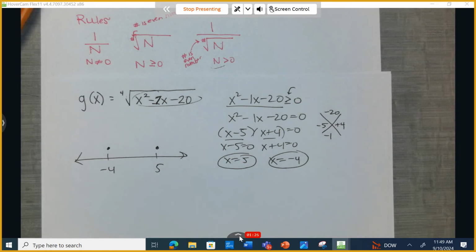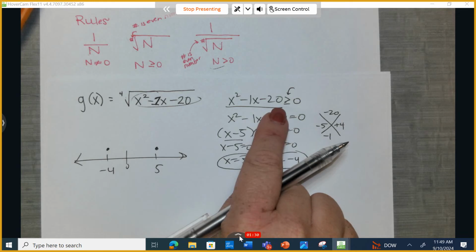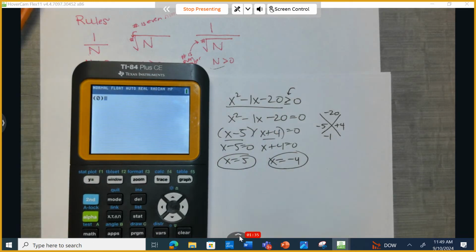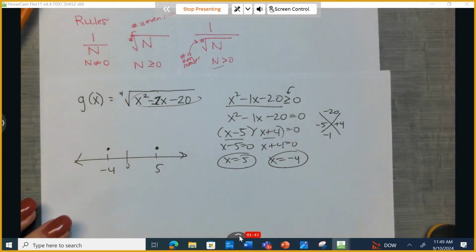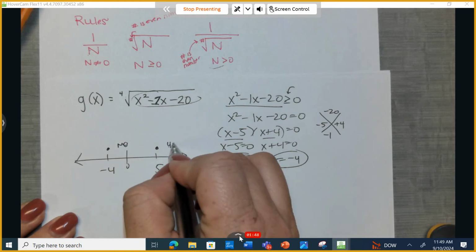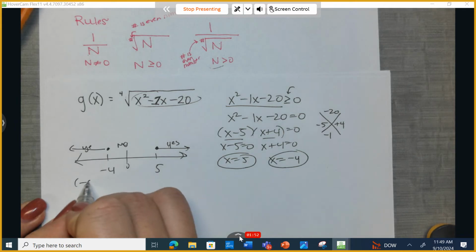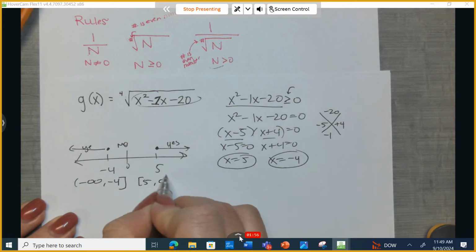So let's choose one answer here. I think the easiest one to plug in is 0, and I come back up to this portion. If I plug in 0, I have 0 squared minus 1 times 0 minus 20. I want to know, is negative 20 greater than 0? Negative 20 is not greater than or equal to 0. So this part is a no, and this would be yes, and this would be yes. So I believe that the domain is negative infinity up to negative 4, we include it, and 5 all the way to positive infinity.